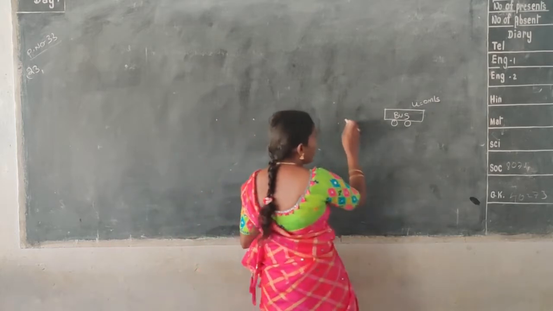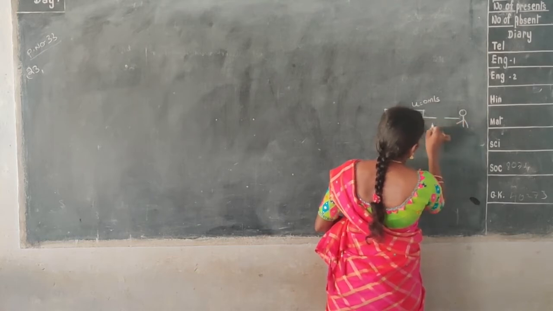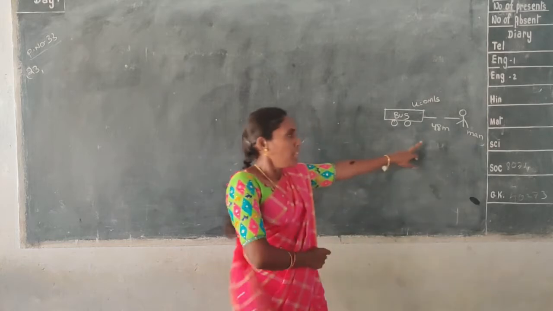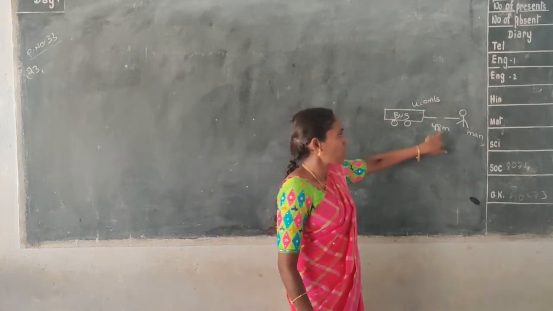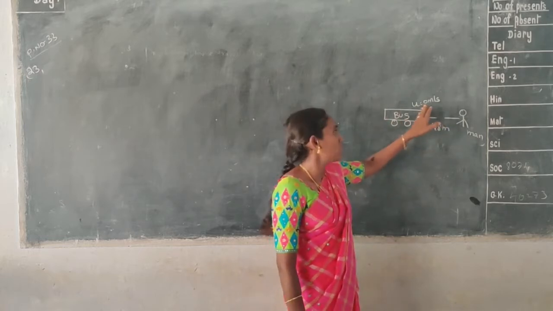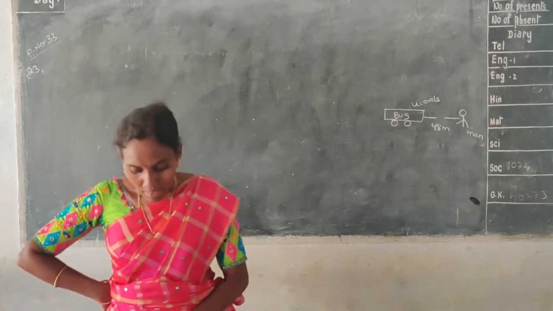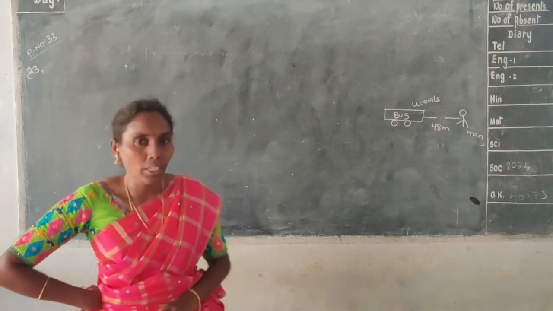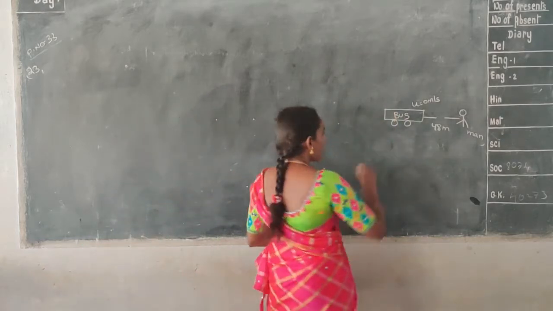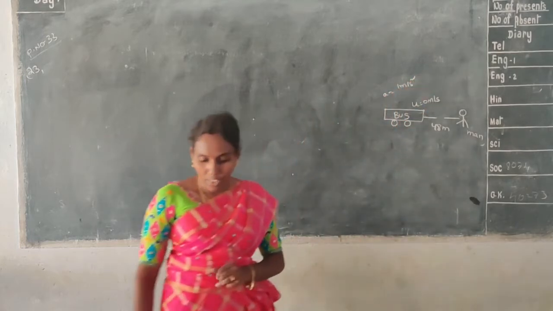Here a man is standing at a distance of 48 meters from the bus. The bus which is at rest position, that means the initial speed of the bus becomes 0. The bus starts accelerating at the rate of 1 meter per second square. After that the bus is starting with an acceleration of 1 meter per second square.